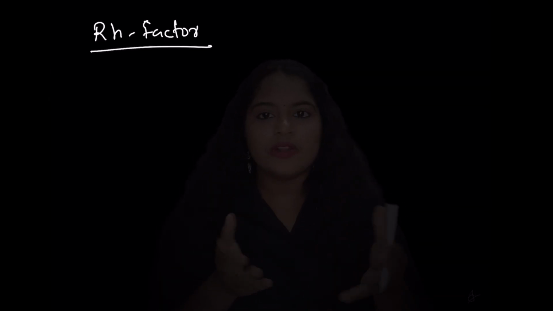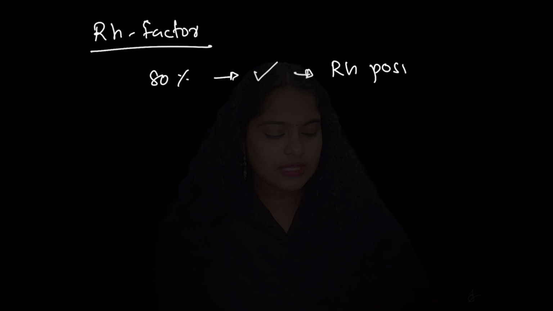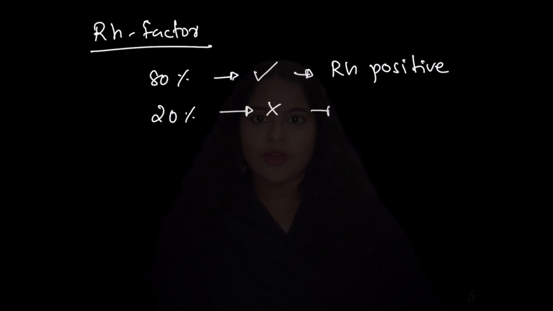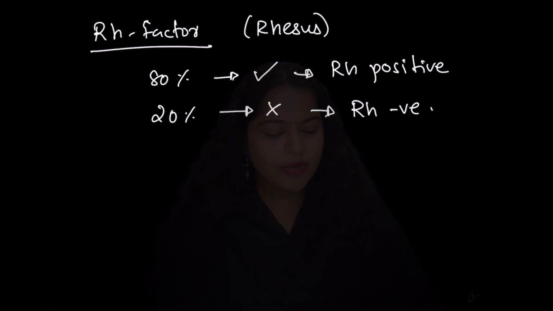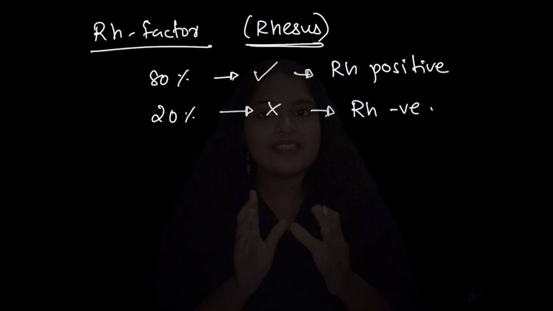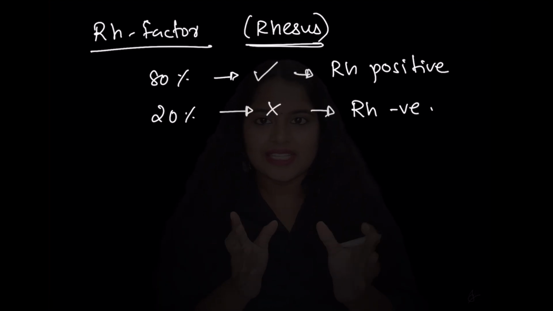This RH factor is a type of antigen present on the surface of RBC. 80% of people have the RH antigen and they are called RH positive, and 20% of the people do not have this RH antigen on their RBC, so they are called RH negative. And what is RH? RH is rhesus. And why do they have this RH factor or rhesus factor? Because a similar factor is present in the rhesus monkey.